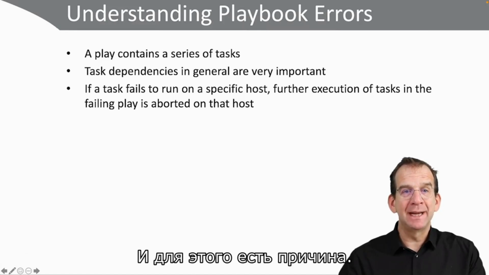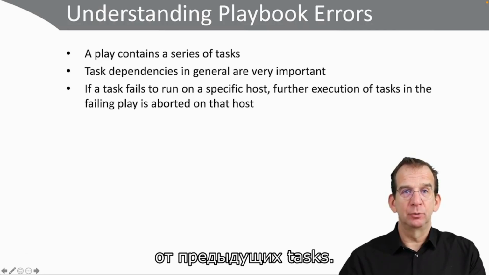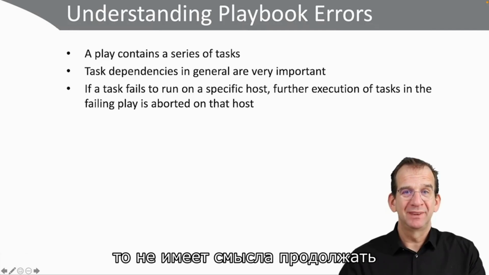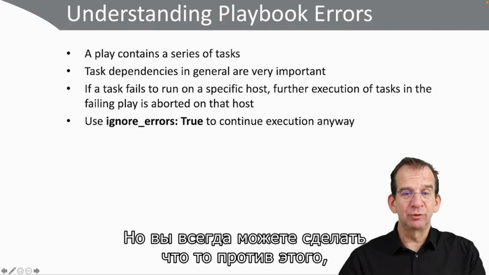And there's a reason behind it. The reason is that the further tasks normally depend on the previous tasks. So if a previous task is failing, it makes no sense to continue. And that is why further execution will fail. But you can always do something against it.